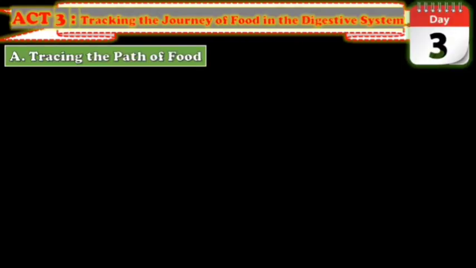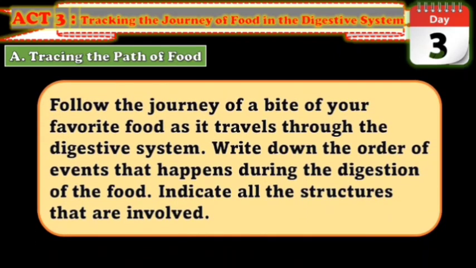So let's now have activity number 3. This is tracking the journey of food in the digestive system. This is tracing the path of food. Instruction: follow the journey of a bite of your favorite food as it travels through the digestive system. Write down the order of events that happens during the digestion of the food. Indicate all the structures that are involved. This can be a possible answer for this activity.